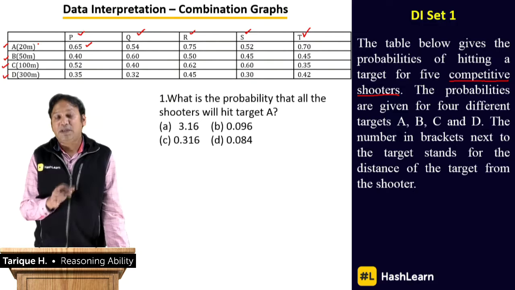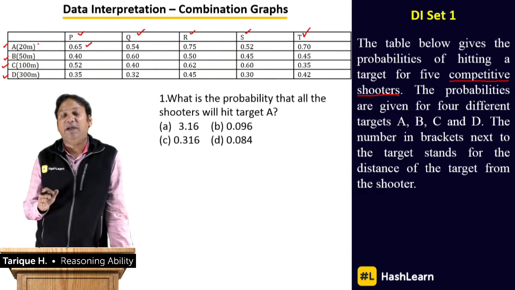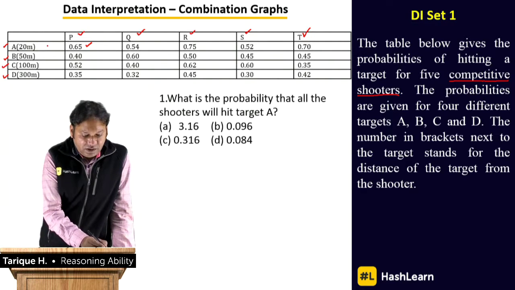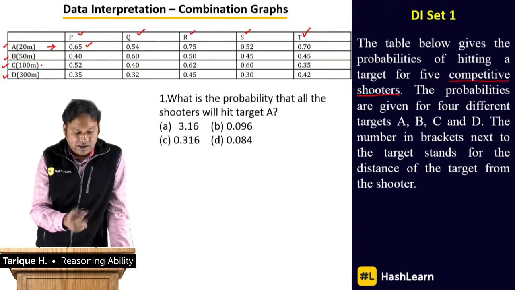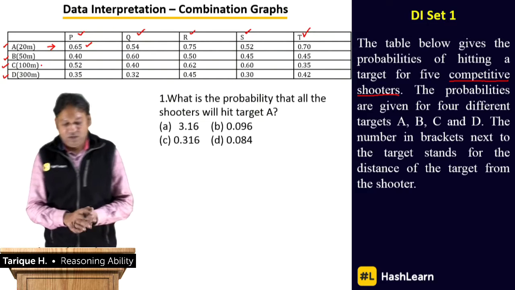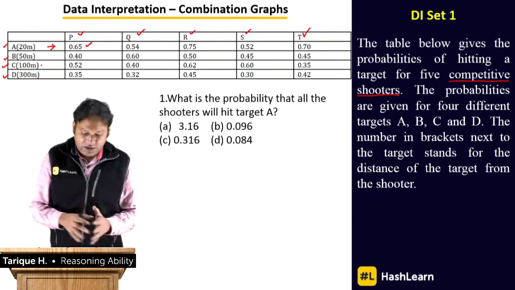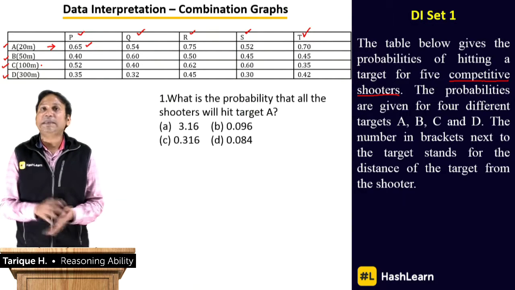And now the first question in this set says, what is the probability that all the shooters will hit target A? Target A means you have to look in the first row, and we can see here that we have 0.65, 0.54, 0.75, 0.52 and 0.70. What is the probability that all the shooters will hit target A? Now let's understand a few basic things about probability here.